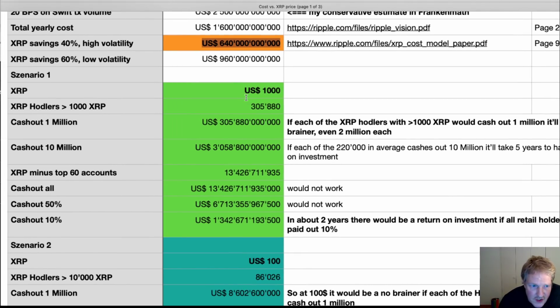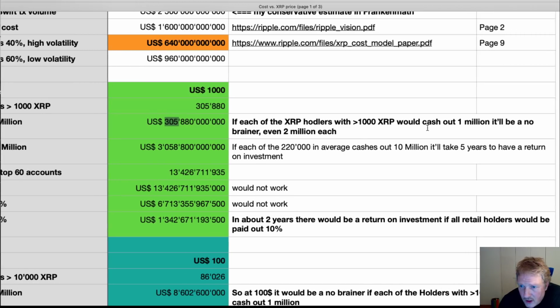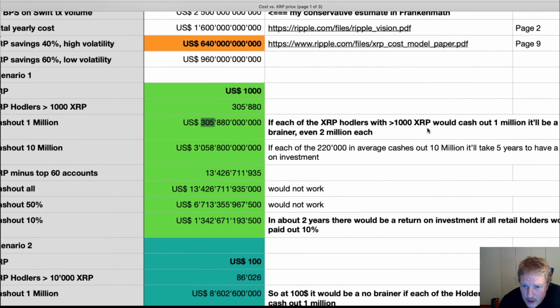Then below I have done some calculations. XRP price $1,000. We have 300,000 hodlers with more than 1,000 XRP. At $1,000, if each of those would cash out 1 million, that would give us 305 billion. And I write in the comment, if each of the XRP hodlers with more than 1,000 would cash out 1 million, it'll be a no-brainer.